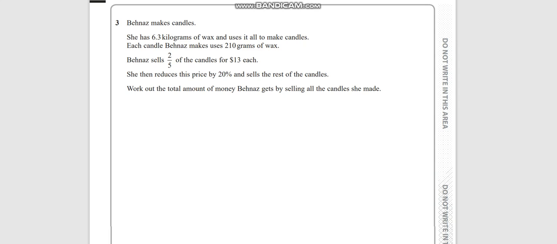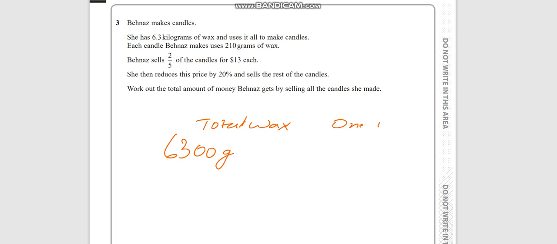So first up, what we do is calculate how many candles she makes without doing anything else. So 6.3 kilograms is roughly 6,300 grams, and that's total wax. Just write it down. That's total wax, and one candle uses 210 grams of wax. So what we can do is divide 6300 by 210 and we find that we get 30 candles. So she makes a total of 30 candles.